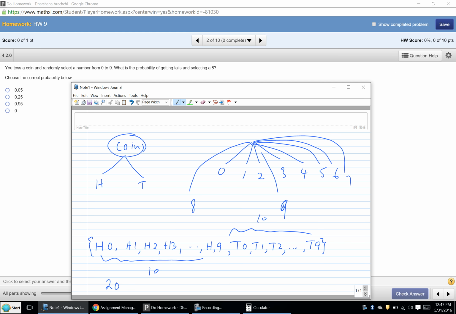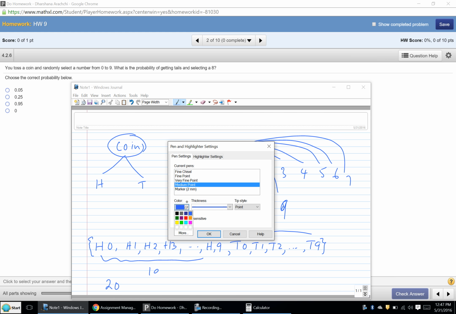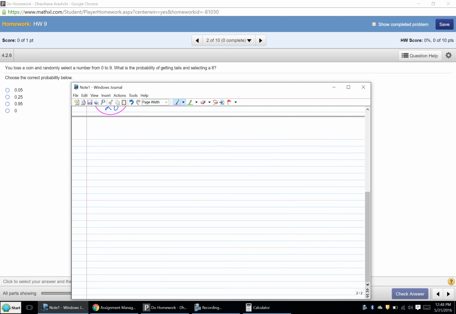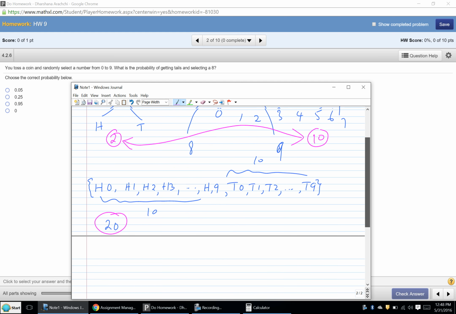You can easily find the number of outcomes by multiplying the number of outcomes of each of the experiments. In the first experiment you have 2 outcomes, and in the second experiment you have 10 outcomes, and if you multiply the two numbers you will get 20. So we found the sample space.